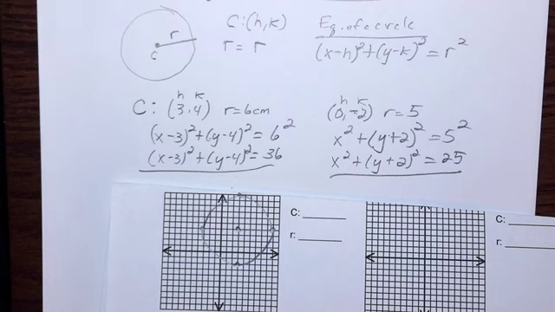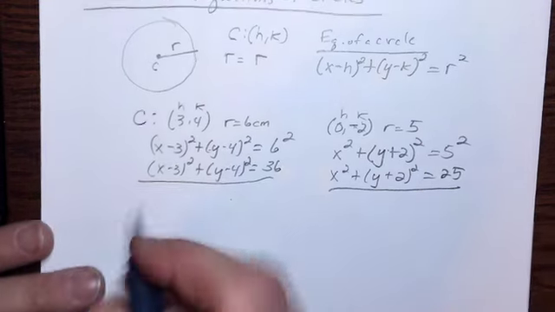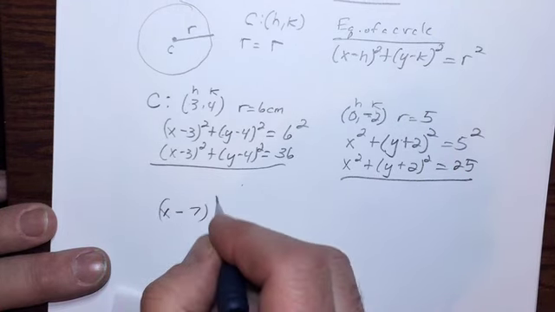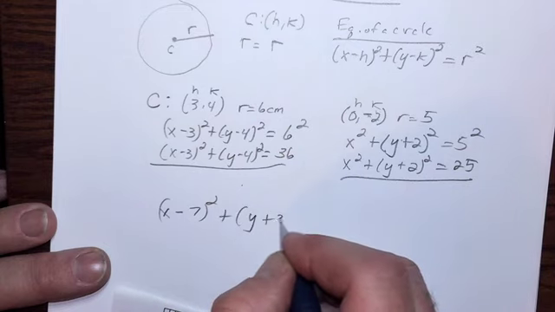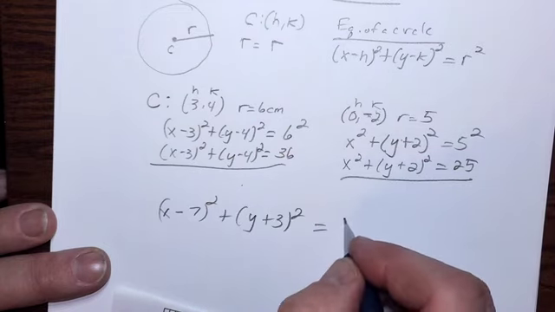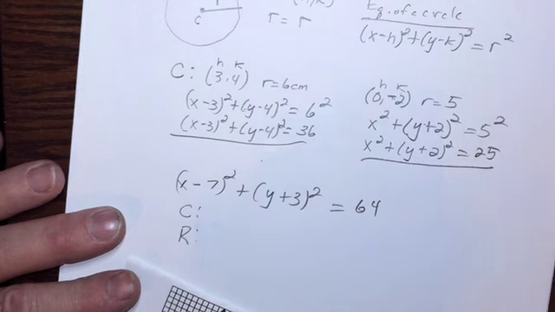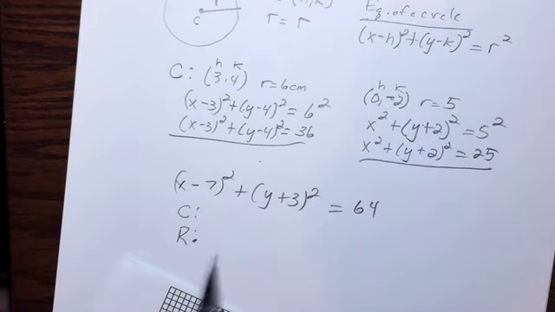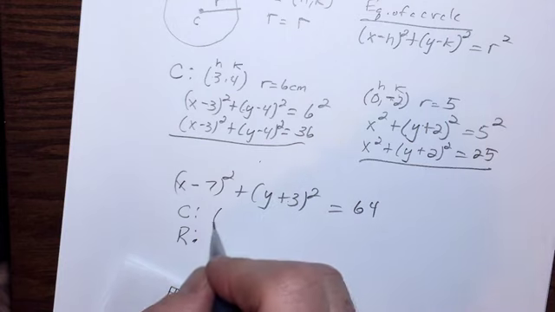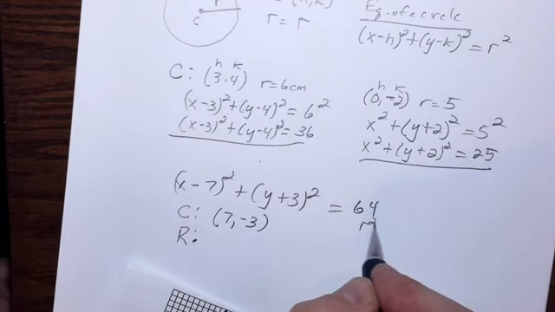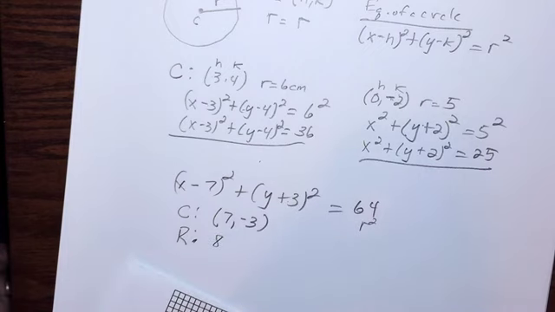And that's really all there is to writing the equation of a circle: finding the center and the radius. One more example would be if I gave you that the equation was (x minus 7) squared plus (y plus 3) squared equals 64, and I wanted to find what's the center and what's the radius. Remember, the center is just the opposite of whatever these are. So the center is going to be the point (7, negative 3). This is r squared, so it's the square root of that. So r is going to equal the square root of 64, which is 8.